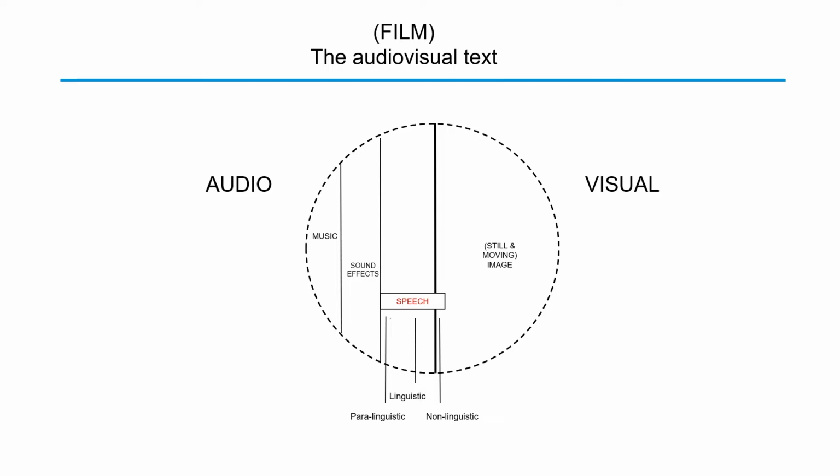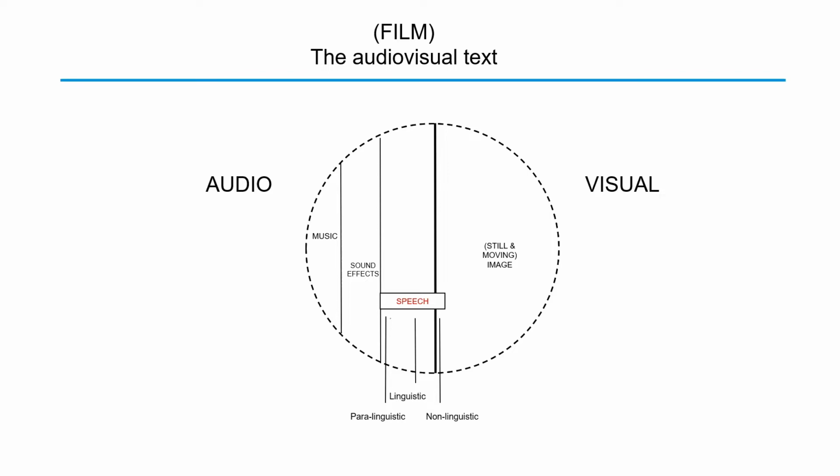And speech in itself is also a collection of elements that come from the actual words, the linguistic elements, the way those words are spoken, the paralinguistic information, intonation, rhythm, specificities of each person's way of speaking, but also non-linguistic elements such as the visual component of lip movement, kinetics, all the body gesturing that comes with speech.